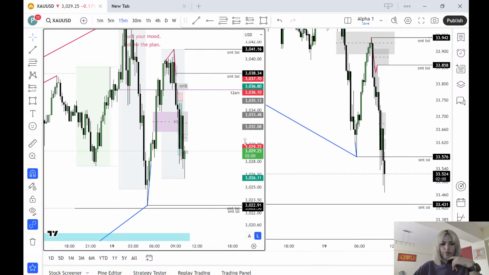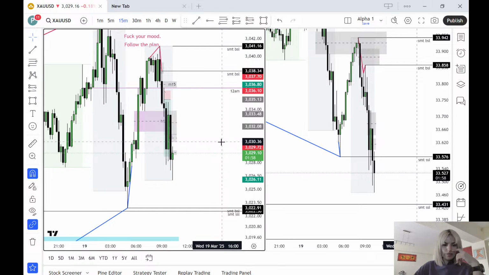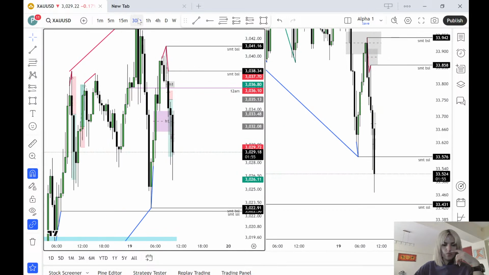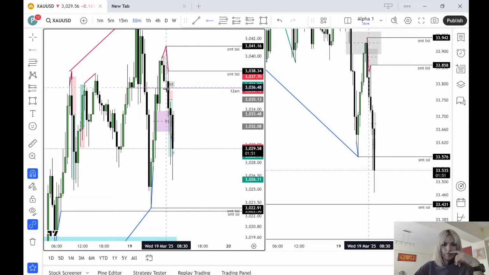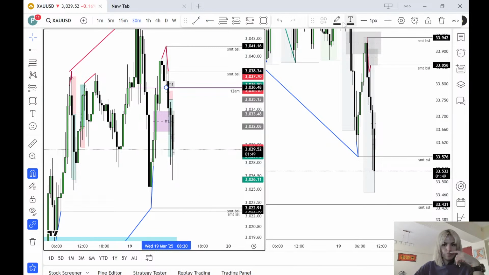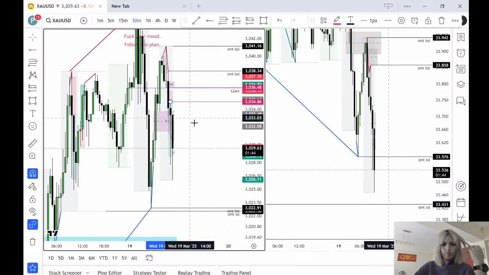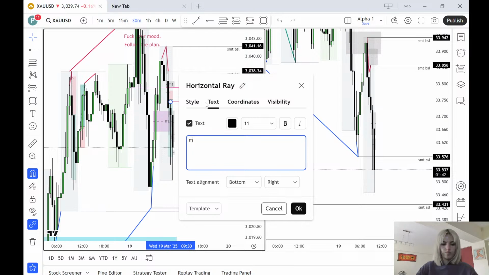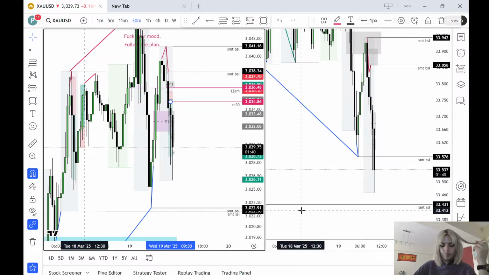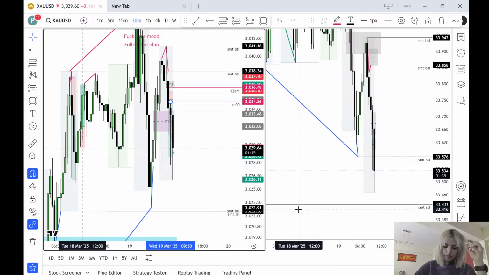Let's see what the other time frames have printed so far. Okay, so we have this 30-minute SIBI.